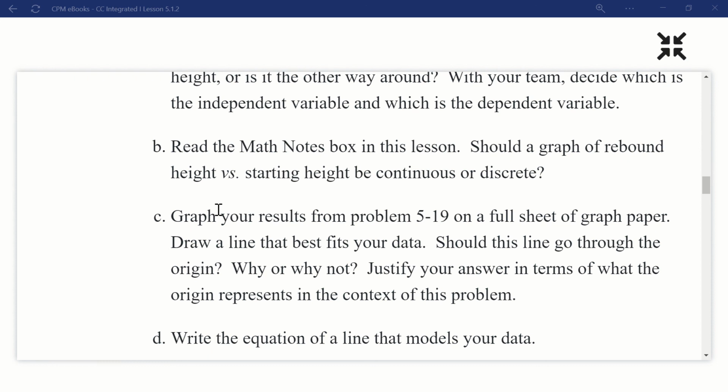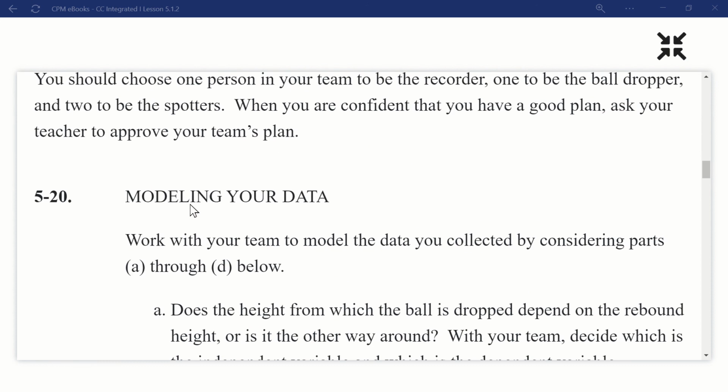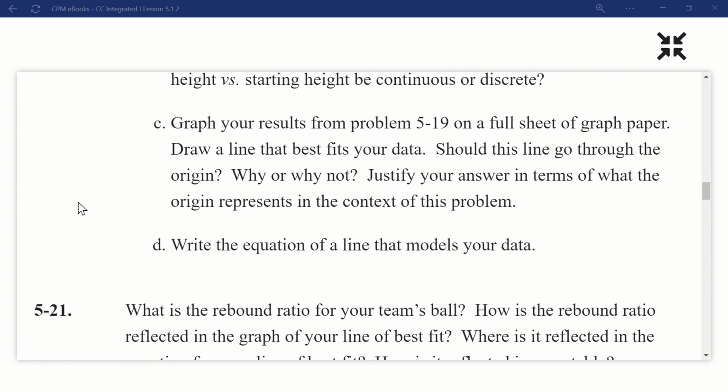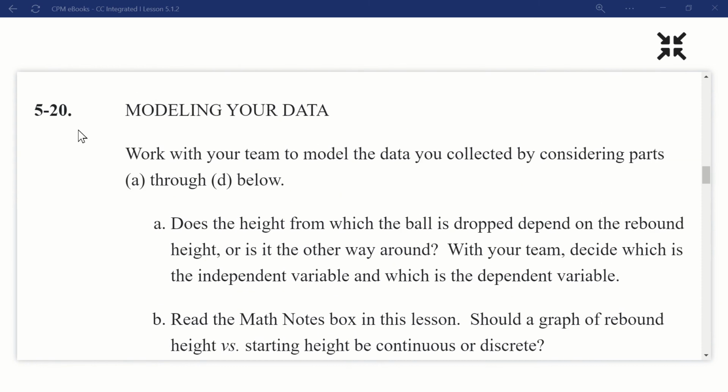So we are continuing then, and the two questions that you need to respond to today are question 20 and question 21. For 20, I'm going to give you the table of the initial drop height and then how high it bounced up to, the rebound height. But you need to give me a graph of that situation. Make sure you label the x-axis and the y-axis using Desmos. And then decide, should this be continuous or discrete.